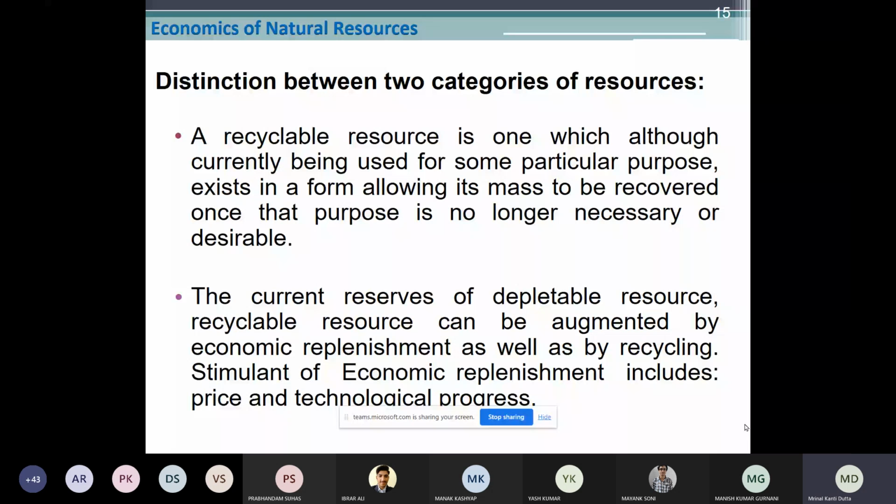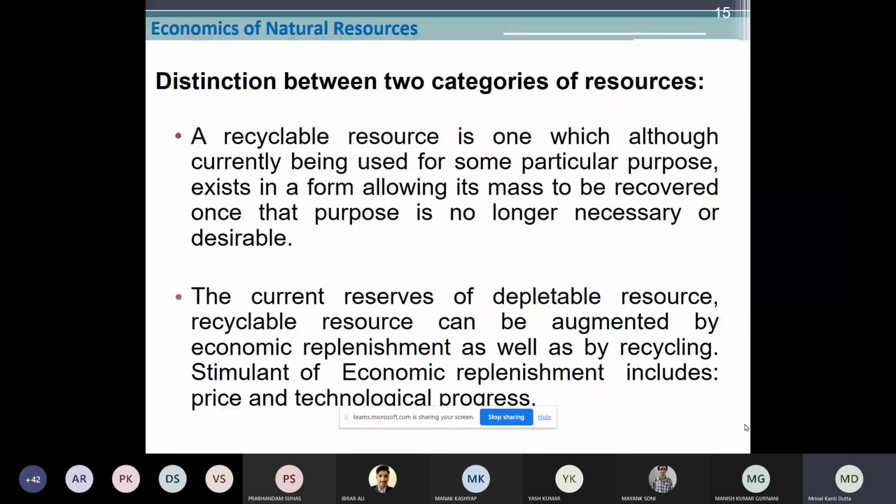Now, the current reserves of depletable, recyclable resources can be increased or augmented by economic replenishment as well as by recycling. So sometimes we can add to the stock of natural resources by the recycling process. They can be used many times, probably in different forms. In that case, their lives can be enhanced. Many times price is one stimulant for economic replenishment, and sometimes it is technological progress.